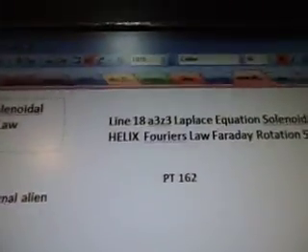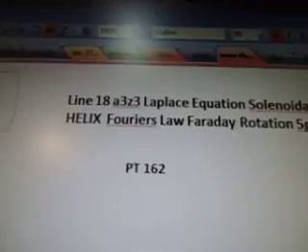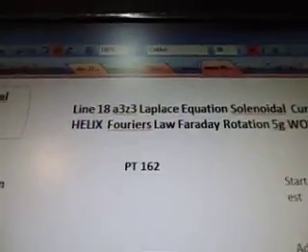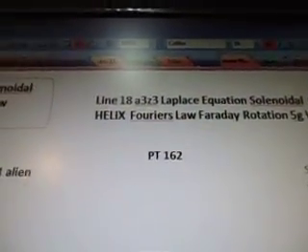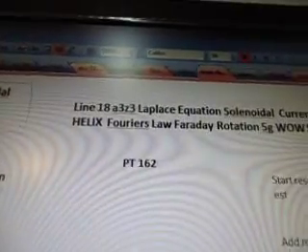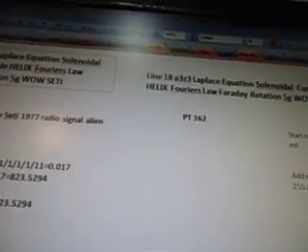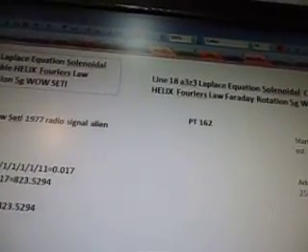So this is part number 162. It's line 18A, 3z3: Laplace Equation, Solenoidal Currents, Double Helix, Fourier's Law, Faraday Rotation, 5G, Wow Seti. Just so you know, this was from the original line 18A. I'm at 18A 3Z now.